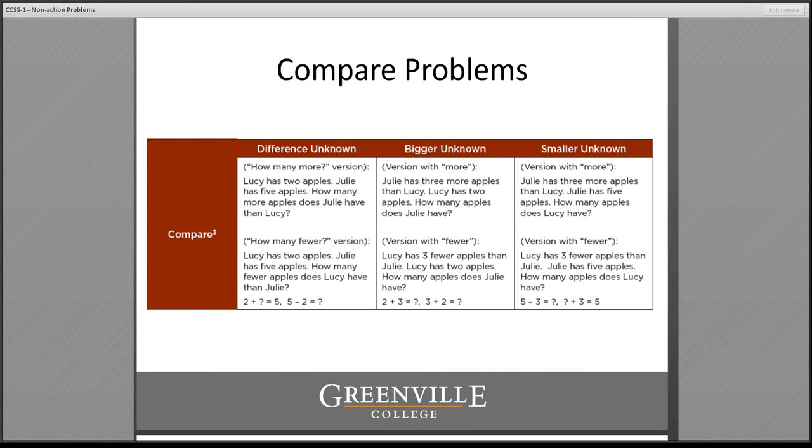Compare problems are often thought of as how many more problems. That's really an oversimplification, though. There are 3 subtypes, as we've seen in the other classes, but here you'll see a lot of variation in language. There's the more language and the fewer language, so there's a number of language variants, and the children tend to struggle with the language elements. And then in addition to that, the relationships themselves feel a little more abstract to children. Finding out the unknown, conceptualizing the unknown difference between 2 quantities feels difficult for students to conceptualize.